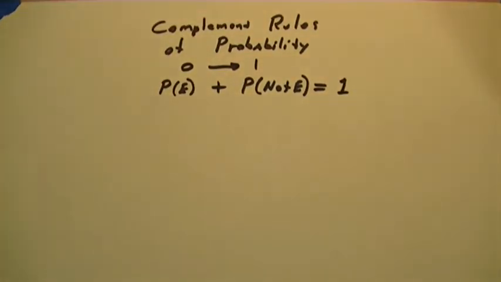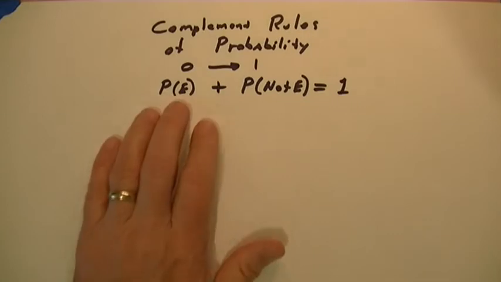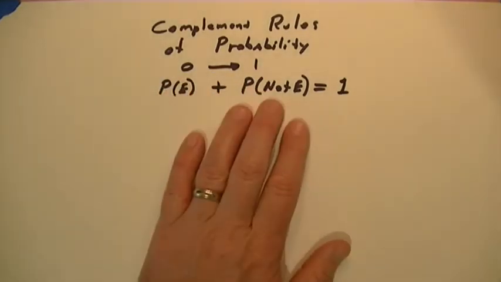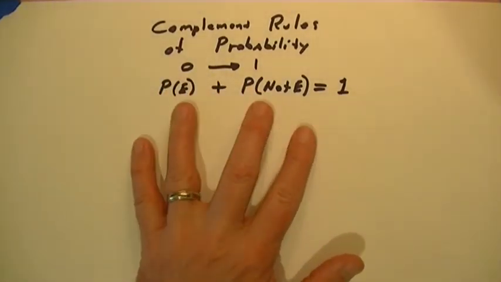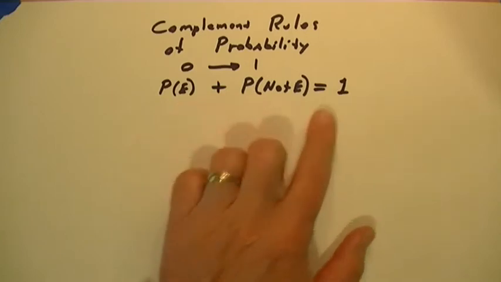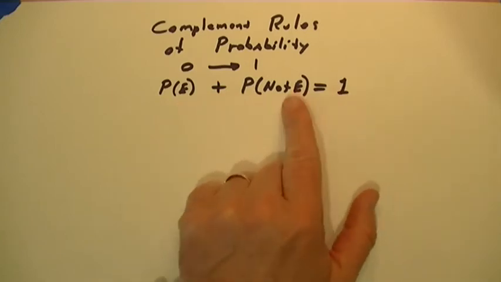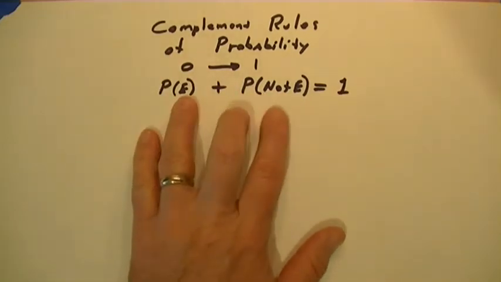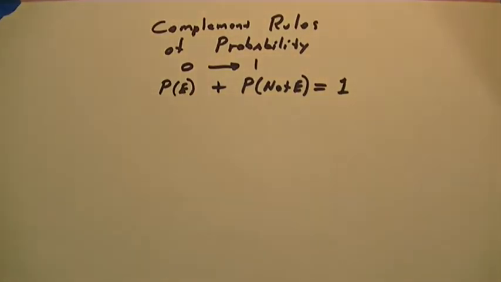Okay, and that should make sense, because if you're saying, well, there's a probability that it will happen, there's a probability that it won't happen, the probability that one of these two things will happen has to be 100%. One of these two will happen. It'll either be a 1 or it'll be something else. So that's all we're saying. It's a fairly simple rule. If you know one, you can convert to the other.